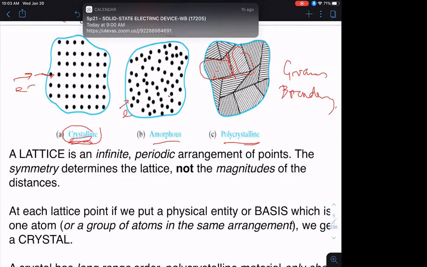Okay. Now it turns out, although we'll be focusing mostly on single crystal materials, because the semiconductors such as silicon or gallium arsenide that we'll be using are going to be single crystal, in an IC, you actually make use of all 3 categories of solids.